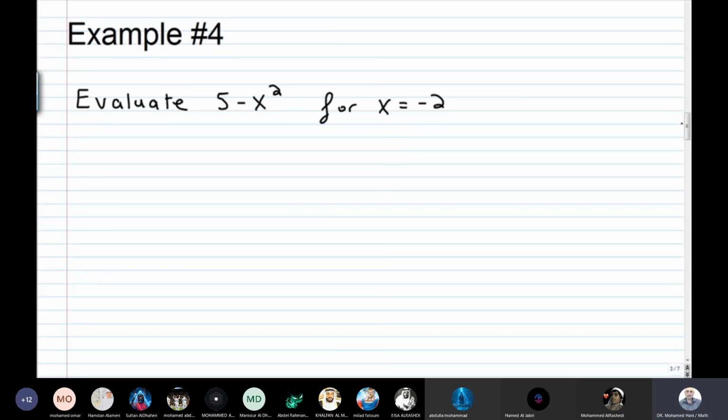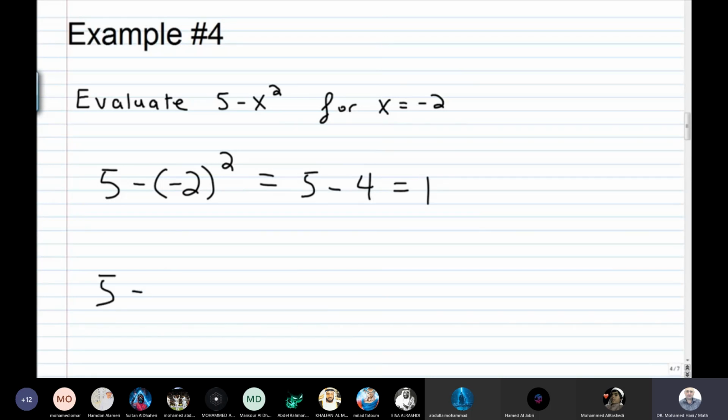All right, for example 4, we want to evaluate 5 minus x squared for x equals negative 2. Again, I'm plugging a negative 2 in for x, and I want to make sure that negative 2 is squared, that whole thing, the negative and the 2. So I'm going to put that inside of parentheses, and I'm going to square this. Okay, so negative 2 squared is 4, so I get 5 minus 4, and that's just equal to 1. So you can see how you could easily make a mistake, right?